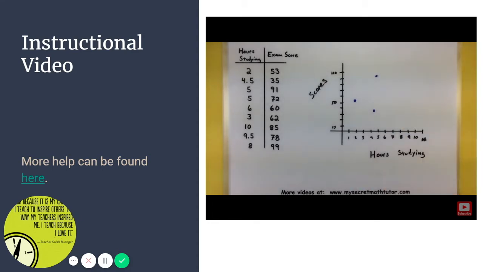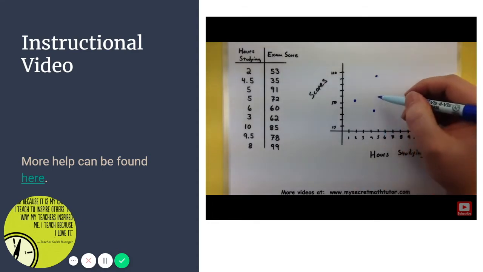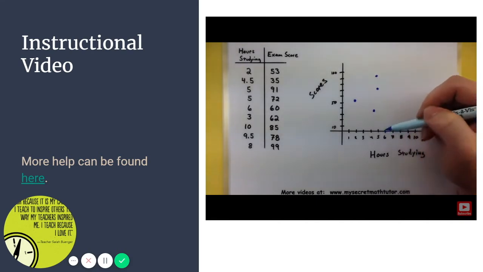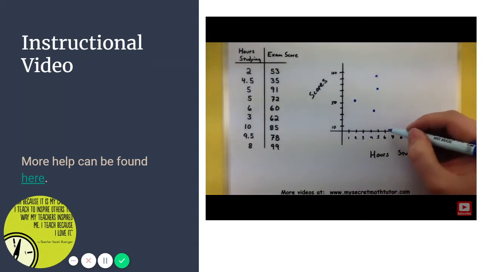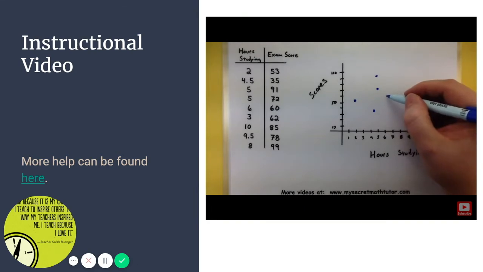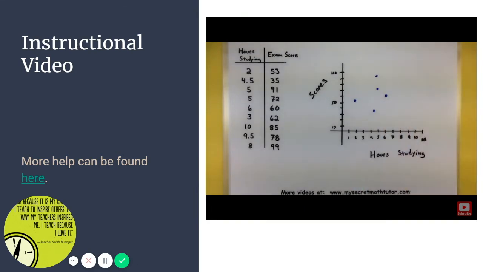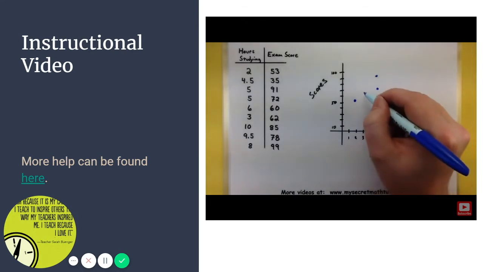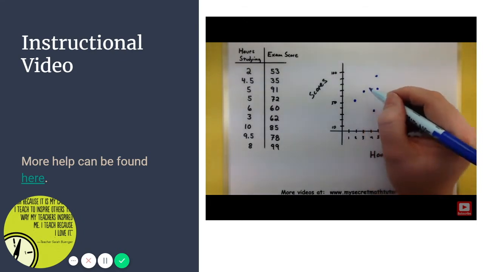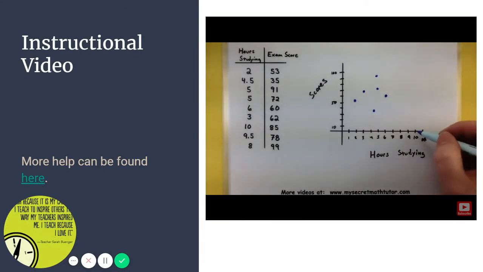Let's keep going. We also have 5, which is at 72. Let's see. So 50, 60, 72. Notice how we get 2 values for 5, and that's okay. Sometimes that can happen with these scatter plots. Let's see, 6, we need a dot at 60. 3, we need one at 62. Let's see, 10. Over here, we need one at 85.